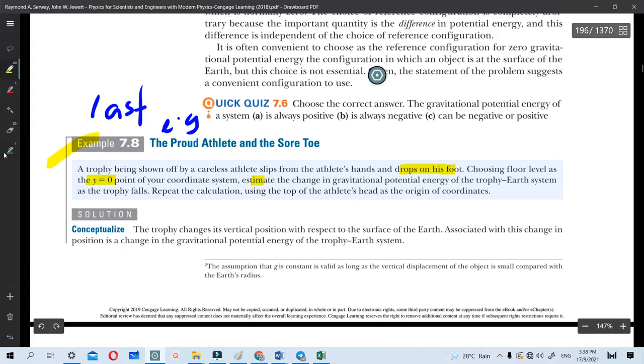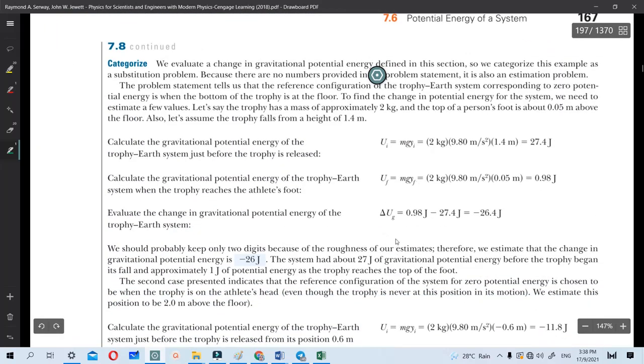As the trophy falls down, the change of the potential energy. Accordingly we will find that change represents final minus initial. Final minus initial. So the situation final is 0. This is the y final. So it's as if this is his foot. Okay, this is 0. The trophy is slightly higher, so let's make it 0.05.